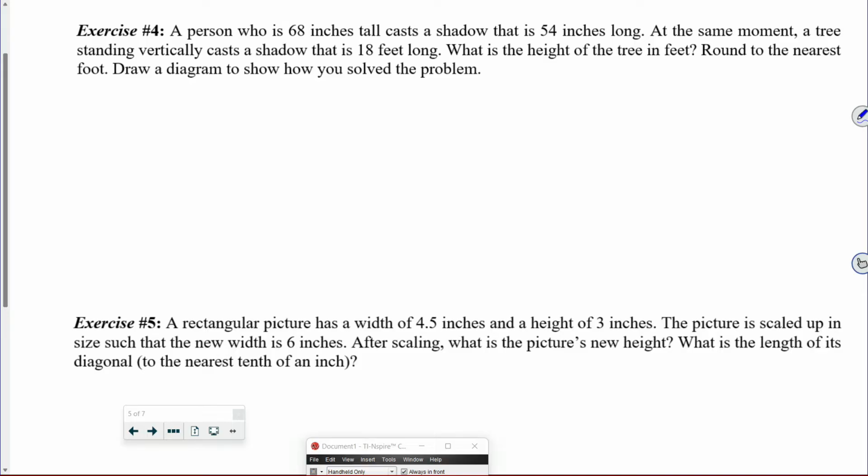A person who is 68 inches tall casts a shadow that is 54 inches long. At the same moment, a tree standing vertically casts a shadow that is 18 feet long. What is the height of the tree in feet? Round to the nearest foot. Draw a diagram to show how you solve the problem.